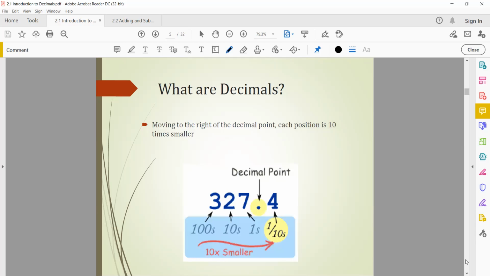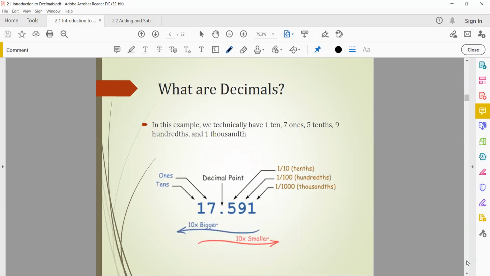Okay, so moving to the right of the decimal place, it's the opposite of moving to the left in the sense that everything is 10 times smaller. So the first number past the decimal point represents tenths. So the 4 in here represents 4 tenths. And then if you were to go further to the right, it would be hundredths. So if there was an 8 there, it would be 8 hundredths. So each number there represents a smaller and smaller value compared to the numbers to the left of it. They're 10 times smaller to be exact.